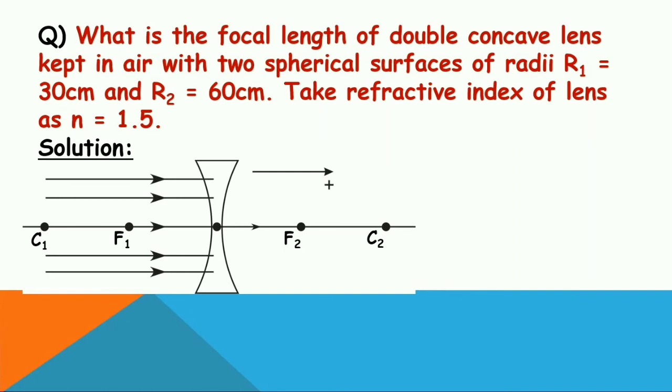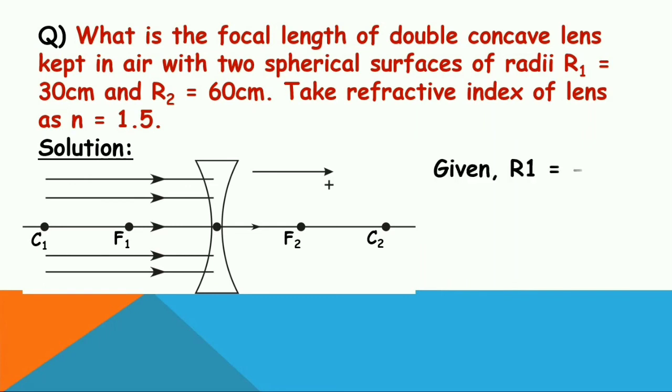Now if you check the rays, they are moving towards the right hand side. There is only one simple logic: if the direction of the measurement and the direction of the light are in the same direction, then we should take that measurement with a positive sign. If the direction of the measurement and the direction of the light are in opposite directions, then that measurement should be taken with a negative sign.